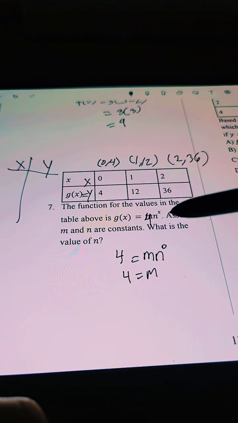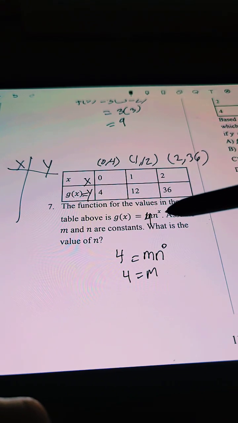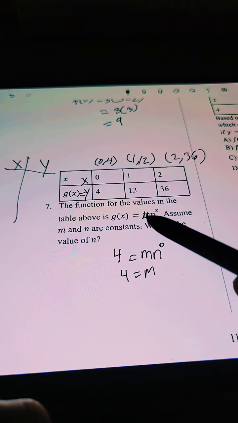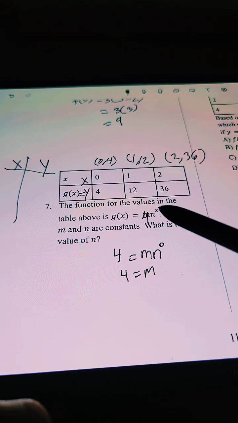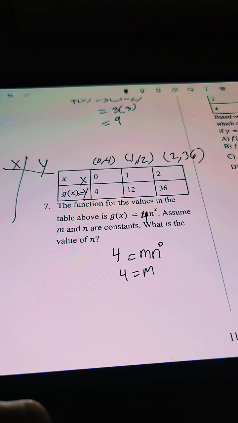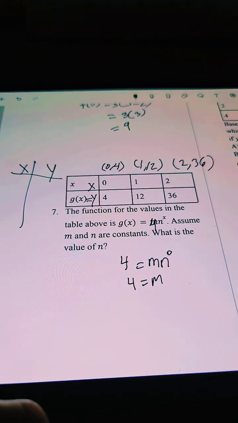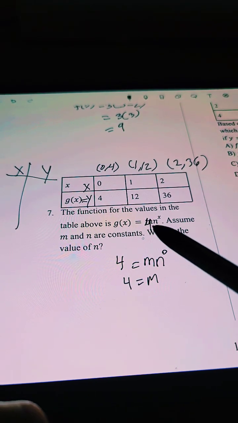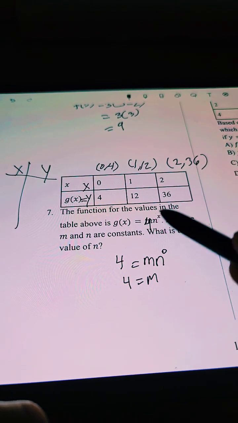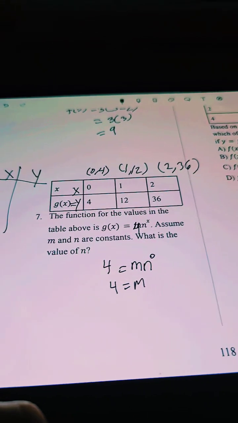What you also could have done is just seen that this was an exponential function, so you know that with exponential functions, whatever you're multiplying by on the outside has to be the starting value, basically the y value when x is 0. So you could have just known that based off the characteristics of exponential functions as well.